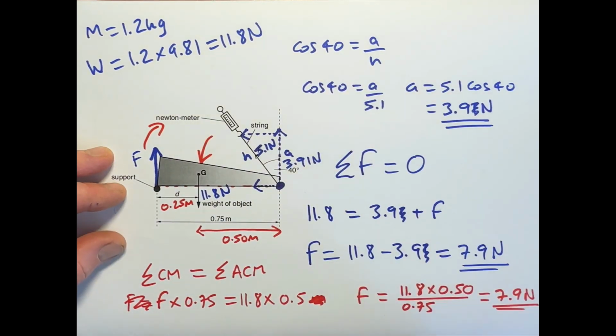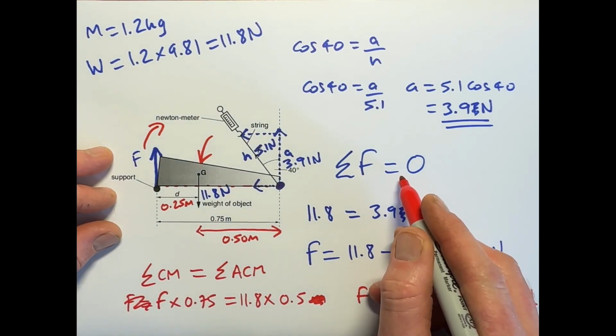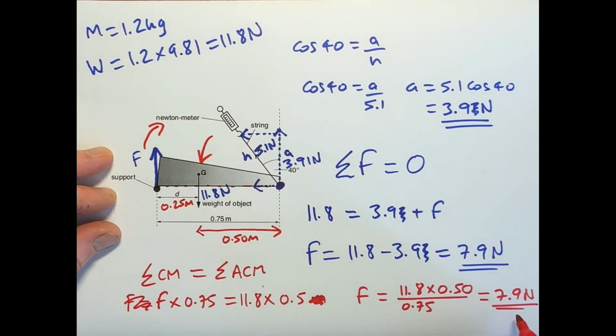That's just a different way we've used the principle of moments, and we've used the fact that there's no resultant force on the object. Two different methods to prove that this force F here is 7.9, and they agree. So therefore we can be really confident that our answer is right.